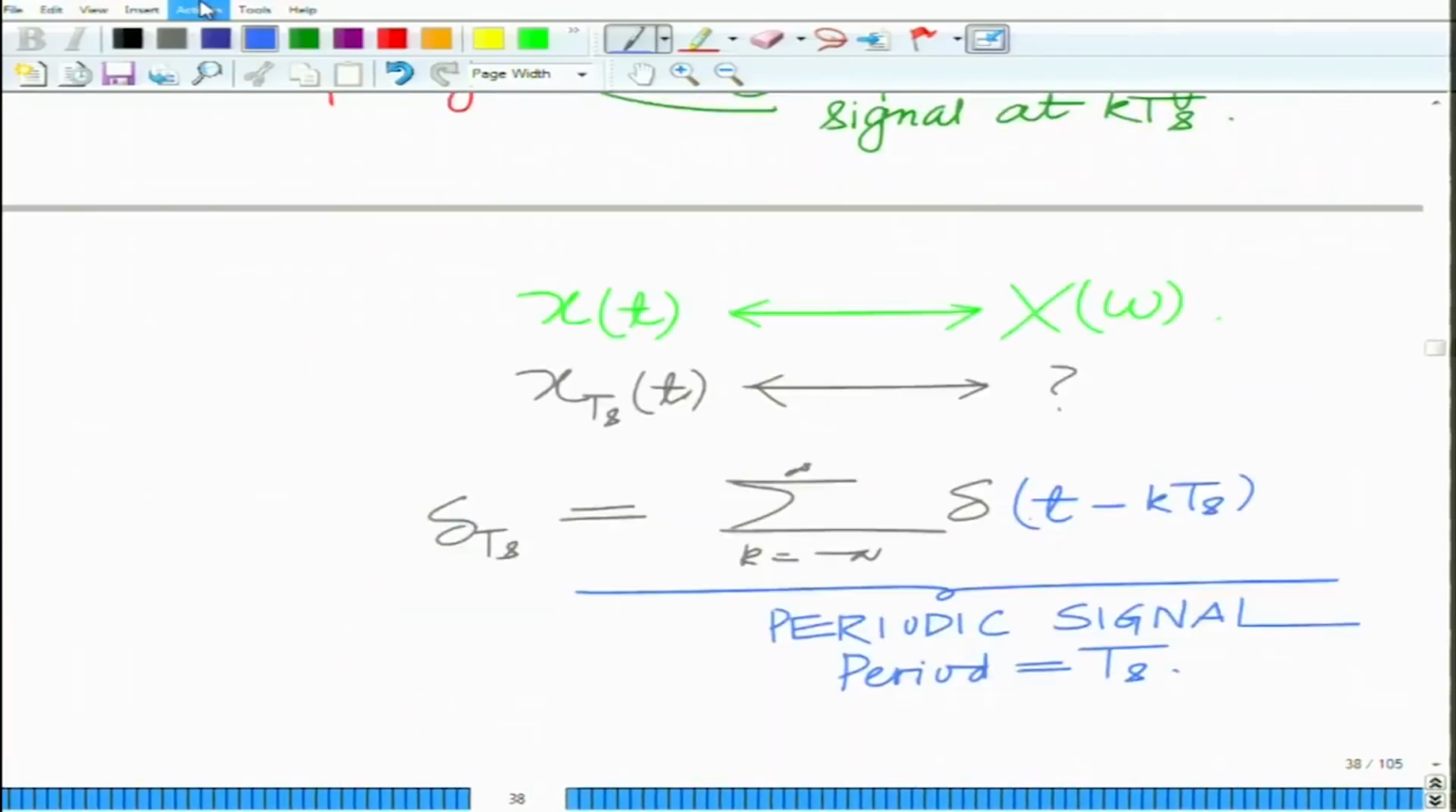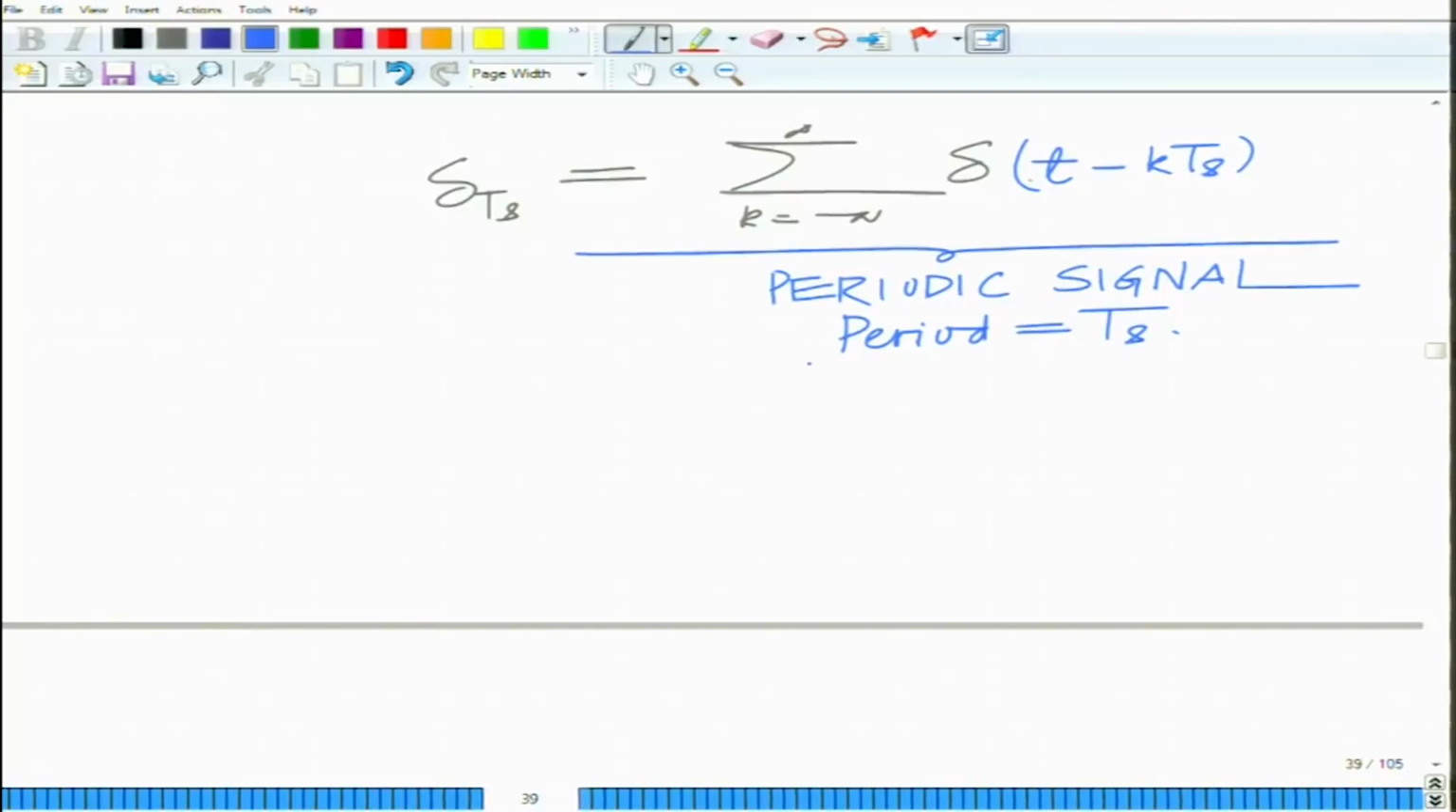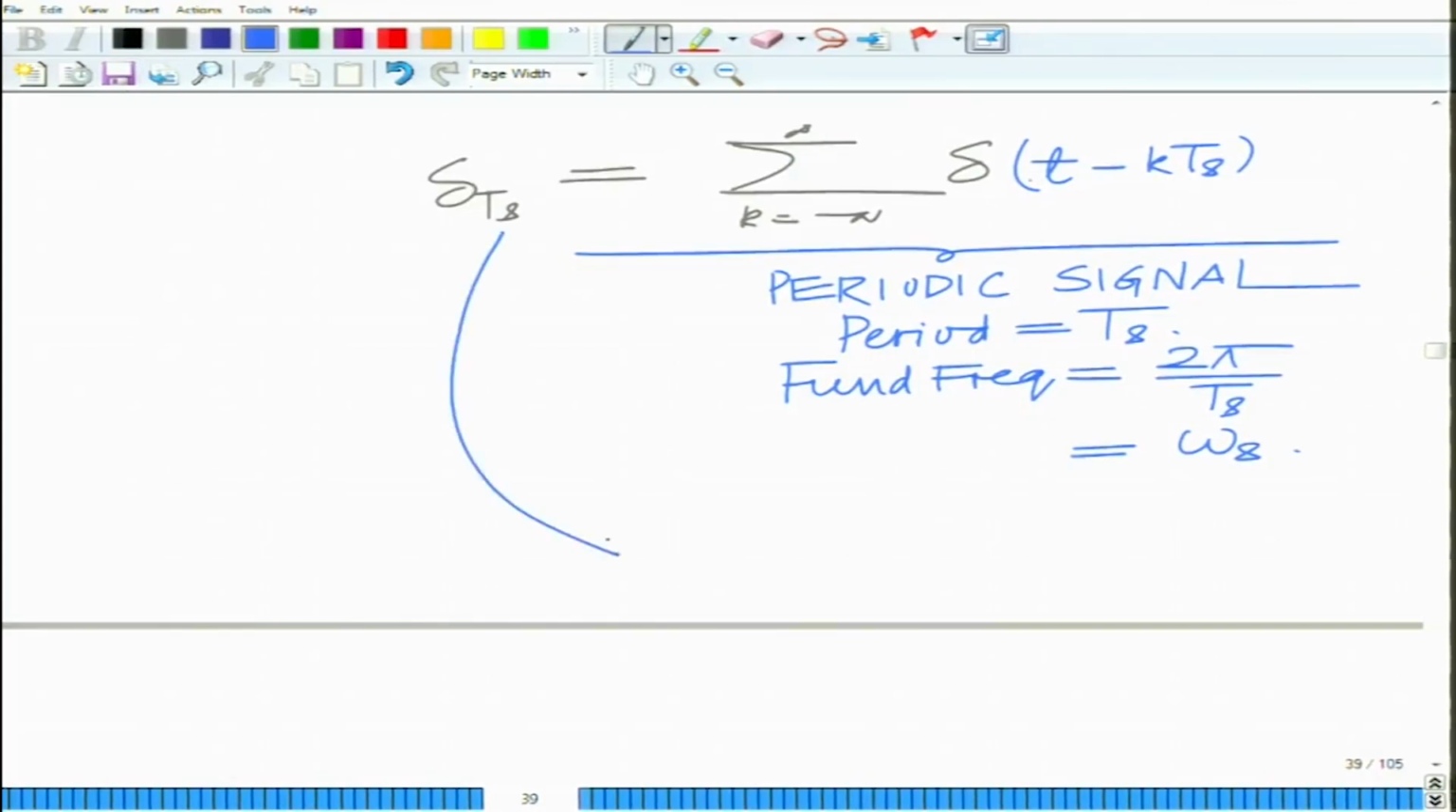So, this is periodic, and the fundamental time period is T s, and in fact the fundamental frequency of this is 1 over T s, the fundamental angular frequency is 2 pi over T s, which is equal to omega s. That is the first thing that we note. Now, therefore, this has a complex exponential Fourier series because it is a periodic signal.